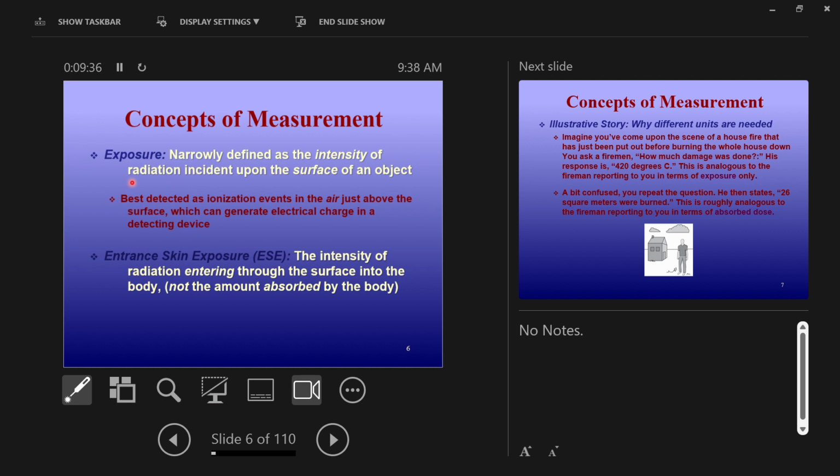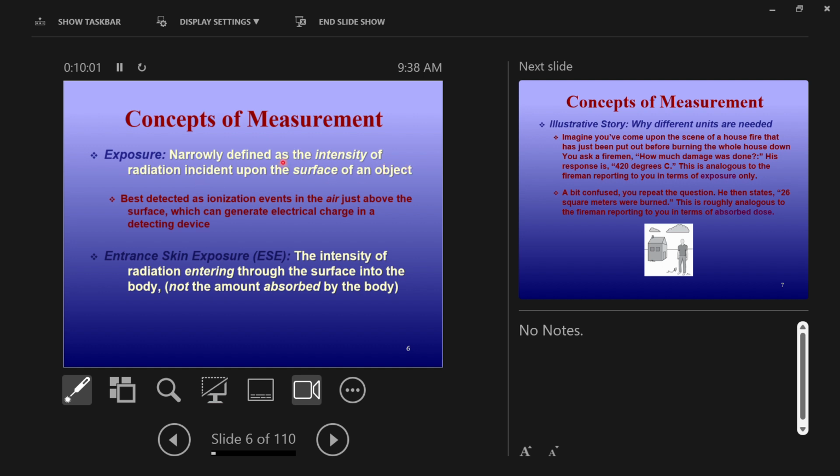Radiation, we learned, is a form of energy. This form of energy comes in particles moving fast or waves moving fast, okay? But radiation is a form of energy. So it's the amount, intensity, of radiation incident upon the surface of an object. Incident just means it is there, like it's just above the surface of the object, right? It is interacting with the object.